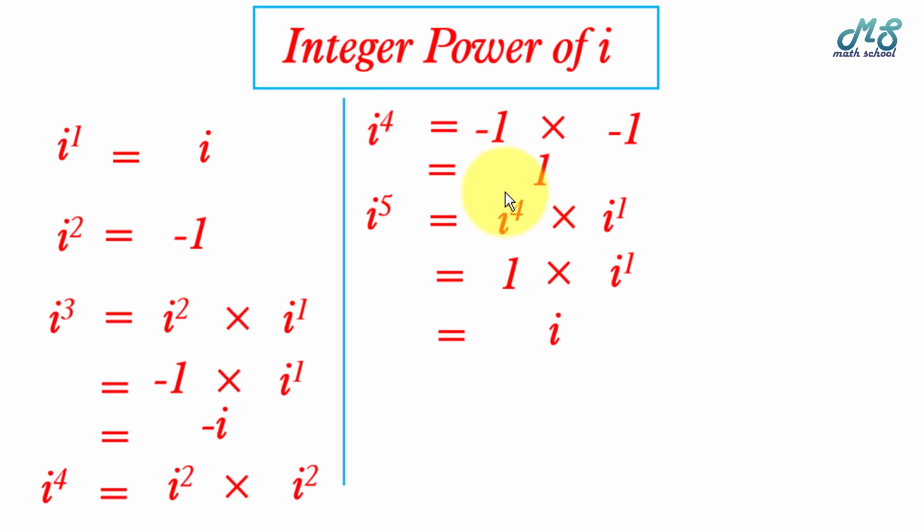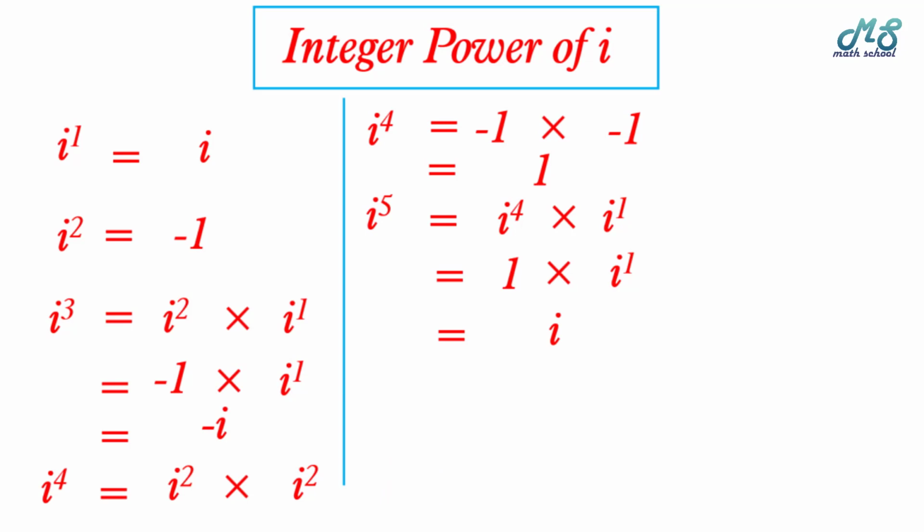For example, guys, i raised to the power 4 will be 1. This is the main idea. I raised to the power 8 will be 1. I raised to the power 12 will be 1. I raised to the power -16 will be 1. Why? -16 is divisible by 4. So if the power is divisible by 4, the result will be 1.